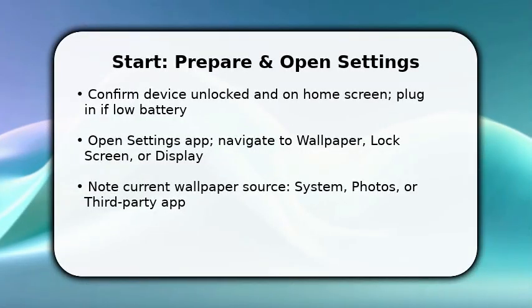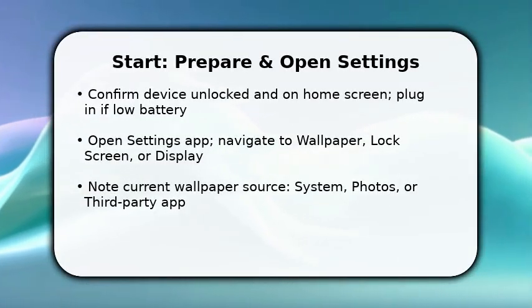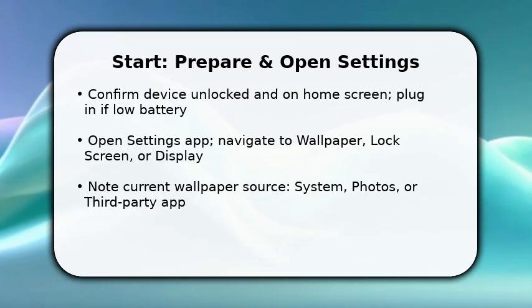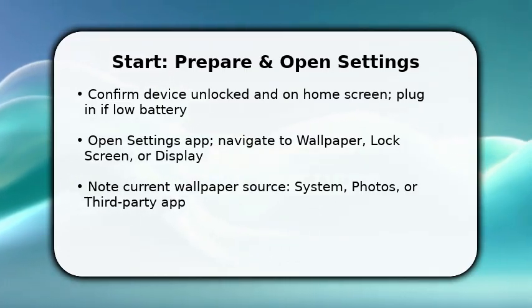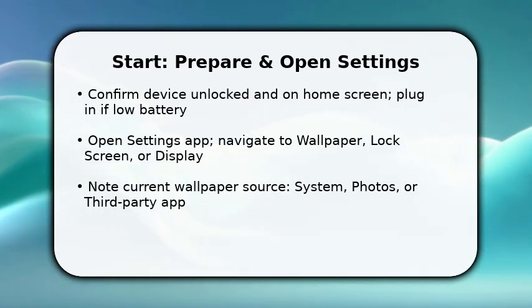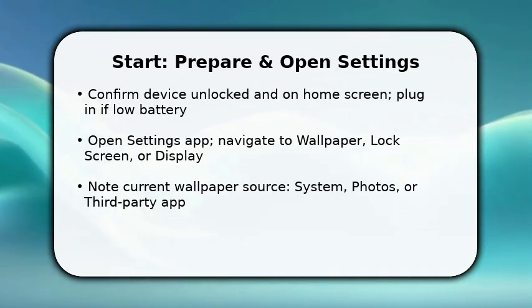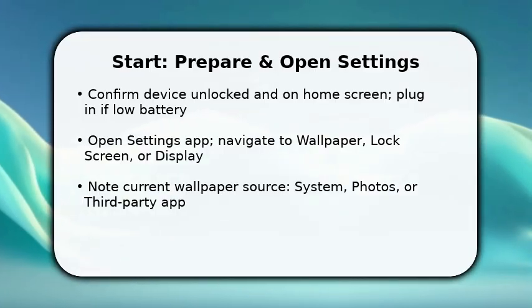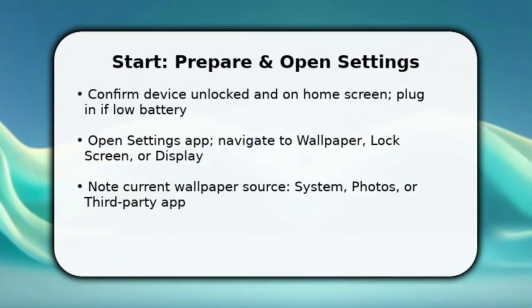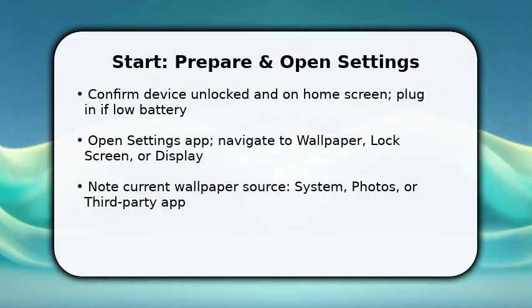You begin by making sure the phone is unlocked and has enough battery. This avoids interruptions. Open Settings and go directly to Wallpaper or Lock Screen options. Once there, identify whether the current lock screen image came from system wallpapers, your photos, or a third-party app. This matters because removal steps differ slightly. If it's from an app, you'll also open that app next. Now you're ready to remove the wallpaper. Follow the next steps carefully.